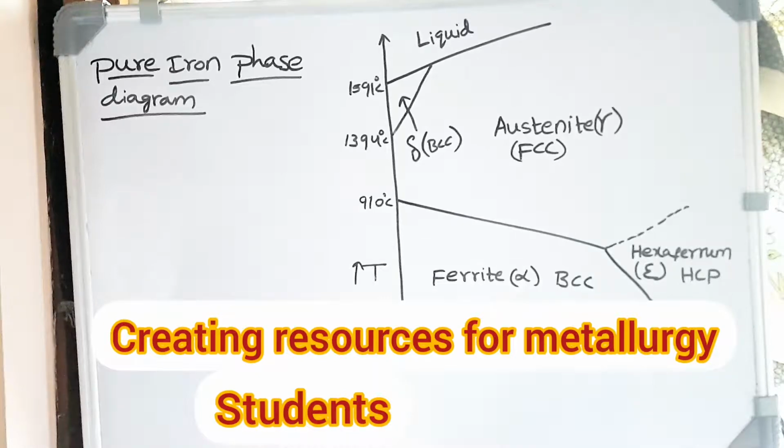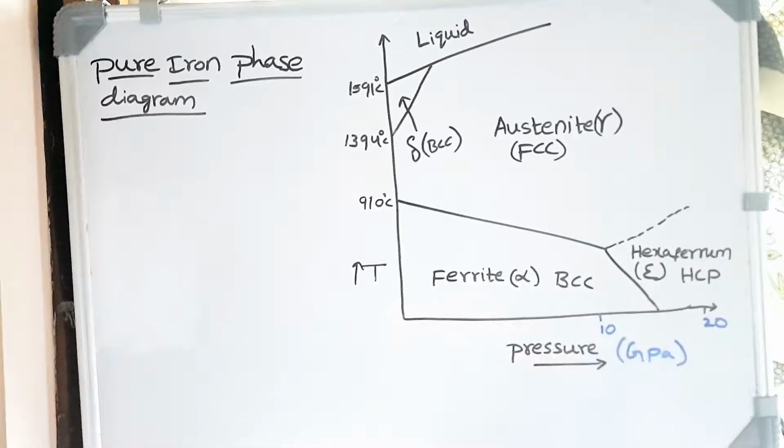Hello friends, in this video we are going to discuss the pure iron phase diagram in a thermodynamic sense. Why are these curves like this, why are the slopes of some curves positive and some negative? And after this, we are going to discuss the cooling curve of iron.